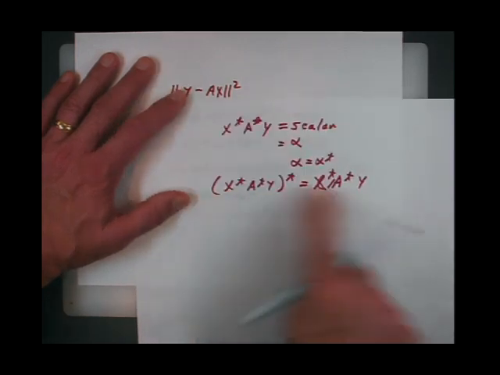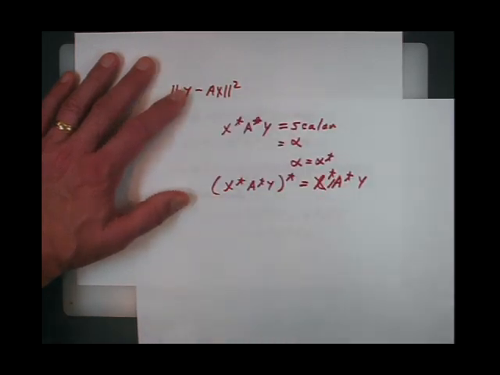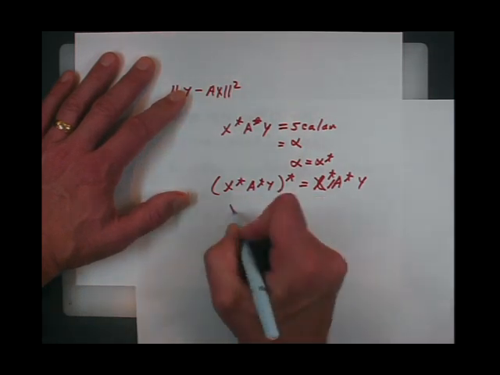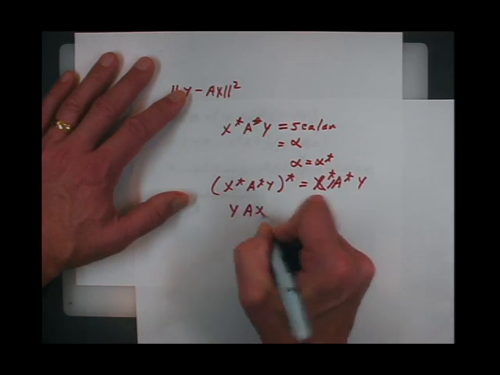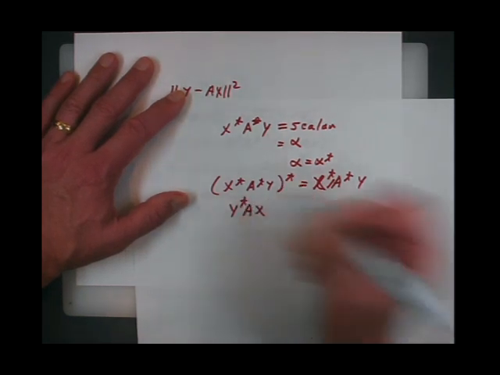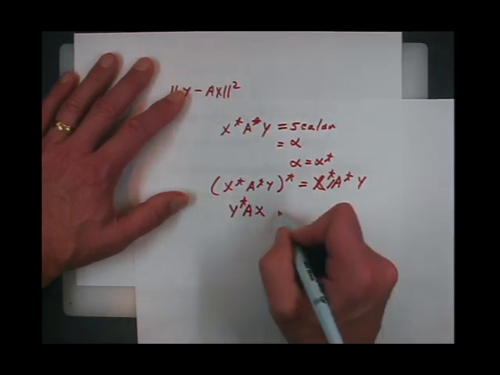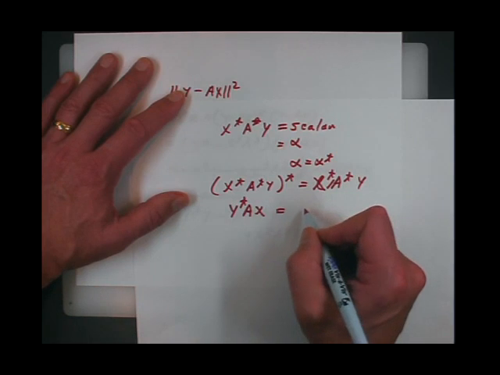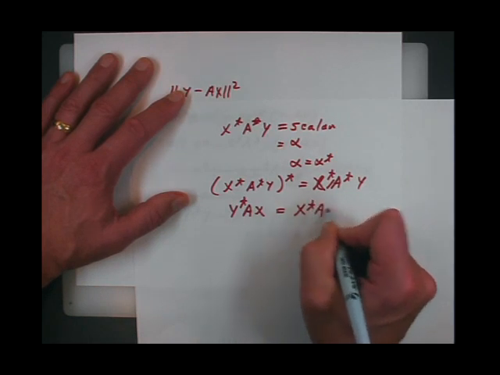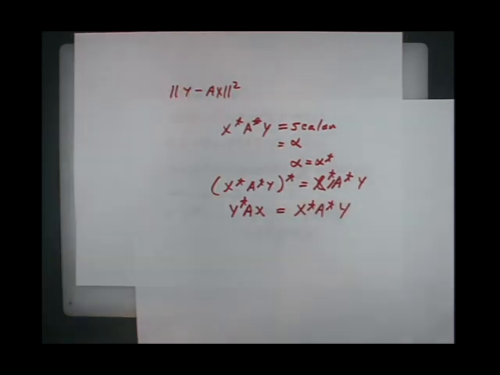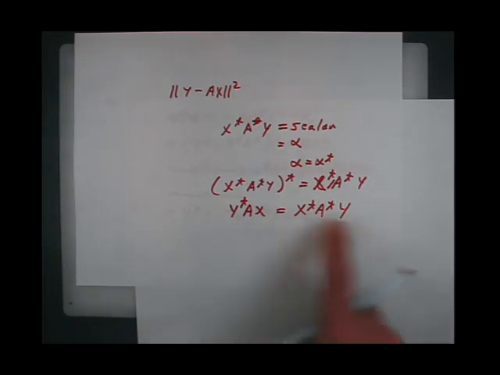Because it's a scalar, so of course it's equal to its transpose. Is everybody okay with that? Okay. So if I take the transpose, I get y transpose Ax. So consequently, you know that y transpose Ax is equal to x transpose A transpose y. They're equal, because they're scalars, okay?